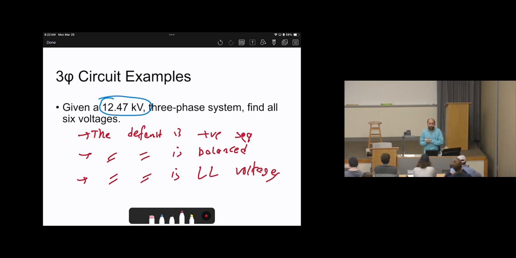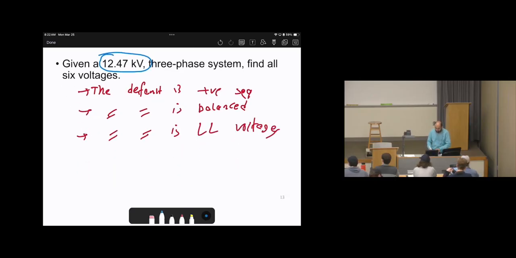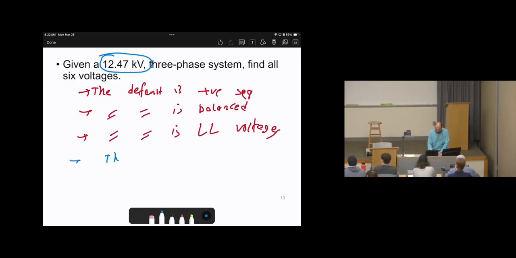Now, what should I do? How can I deal with this? Is there any other information that says to assume the angle of phase A is something, or that you need to determine the angle of phase A? No information about it. So the default is phase A with angle 0. Basically, phase A as a reference. So what should I do?